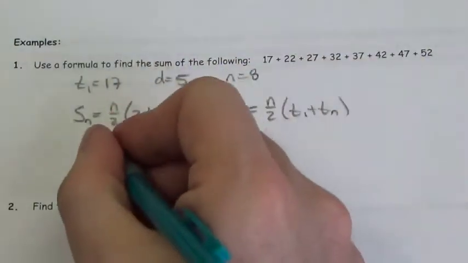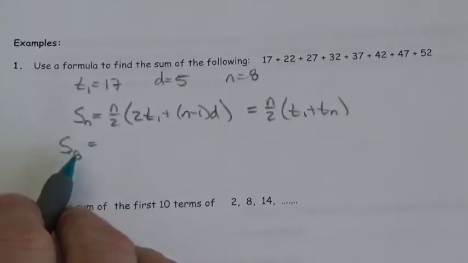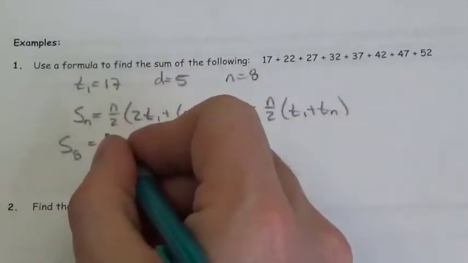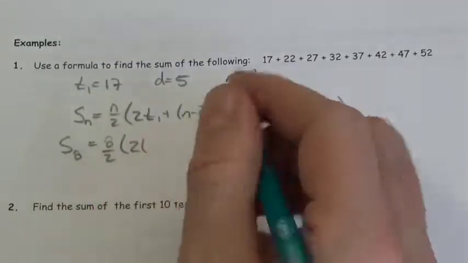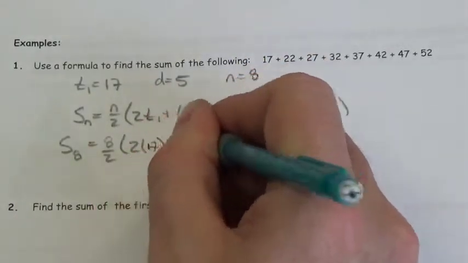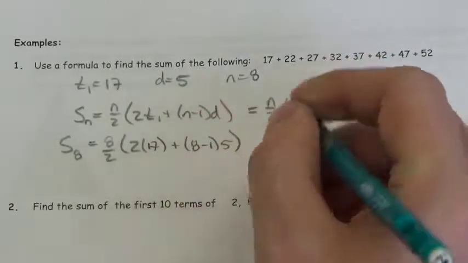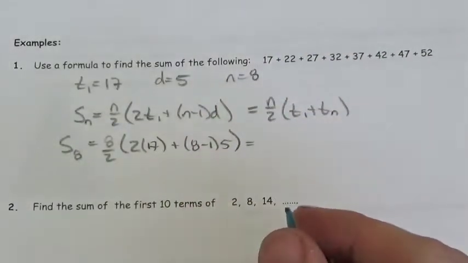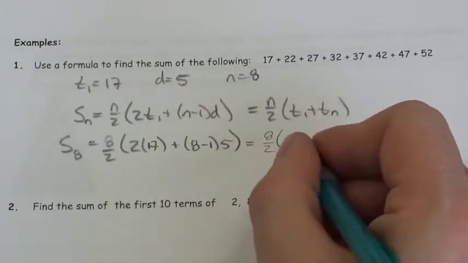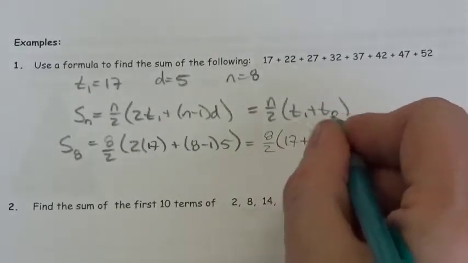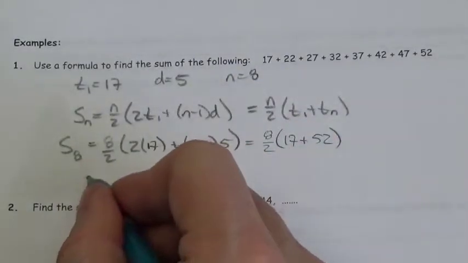Now let's just plug this all in. I am now looking for the sum of 8 terms. As soon as I replace that n with an 8, every n gets replaced with an 8. T1 we saw was 17. This is going to be 8 minus 1, and then d was 5. If there's some consistency here, if I do 8 divided by 2, T1 is 17 and Tn is 52, these should be giving me the exact same value.